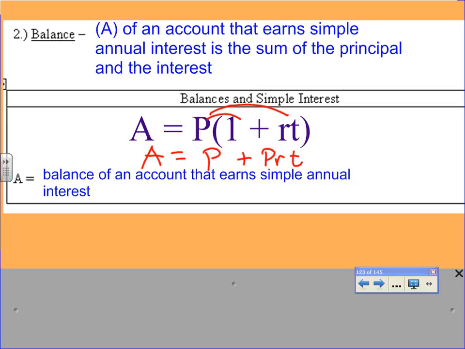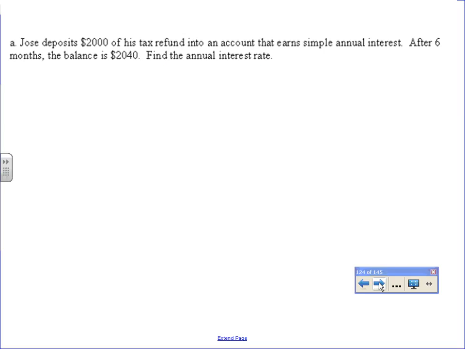Okay, so let's try some problems. Now, the algebra in some of these problems gets to be a little bit tedious and confusing, so stay with me because there's some solving involved in regards to equations, okay? Okay, so let's go to the first example.